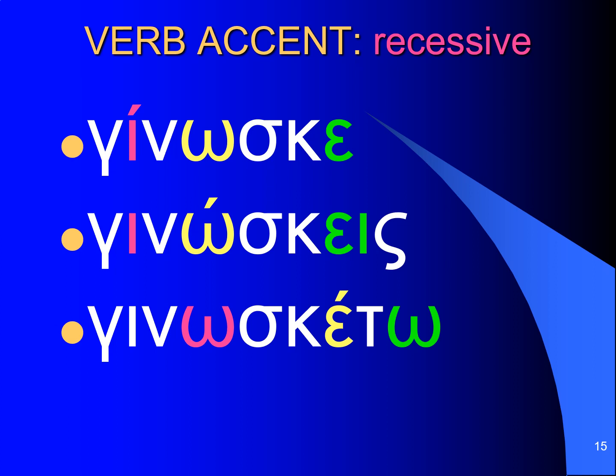In ginosketo, now we've added another syllable. The ultima is long because of the omega, and so the accent can only go on the penult or the ultima, and again, because it's a verb, the accent wants to be as close to the beginning of the word as possible, and so as close to the beginning of the word as it can get is here only as far as the penult. It can't go on the omega because that would be the antepenult, and with a long ultima, the accent can't go that far to the left.